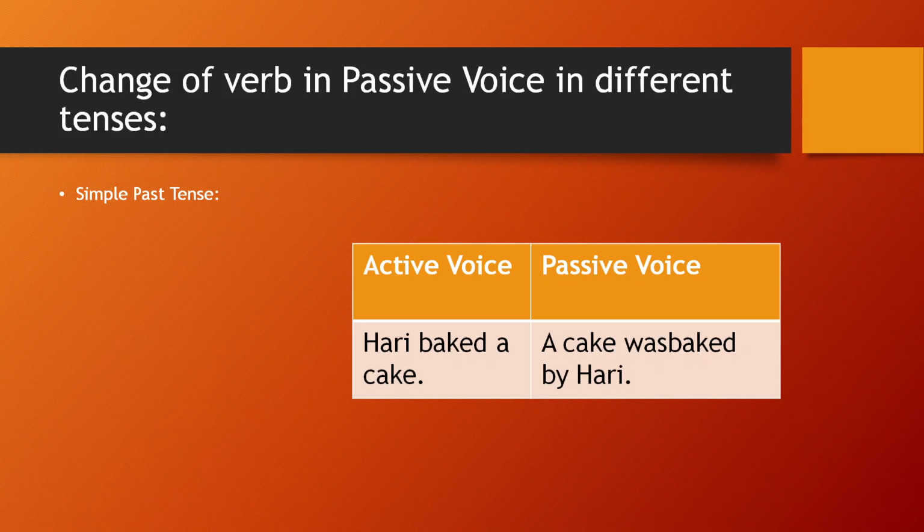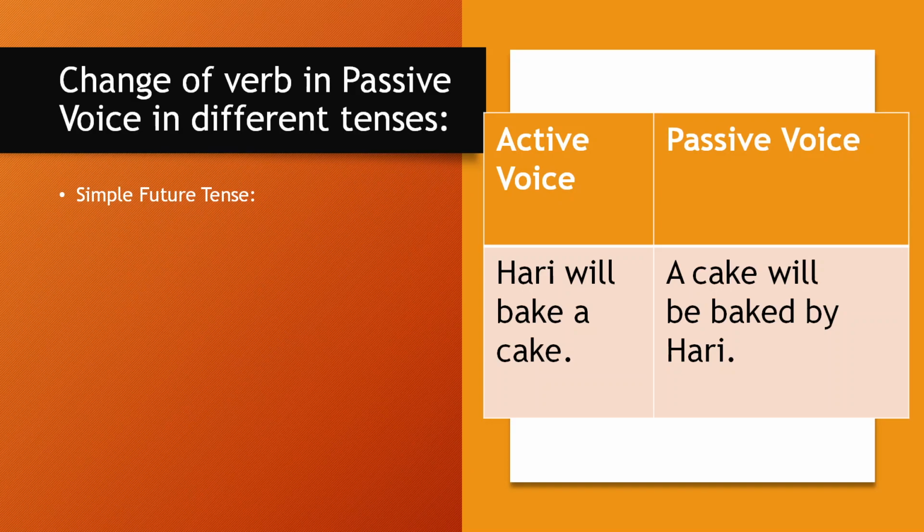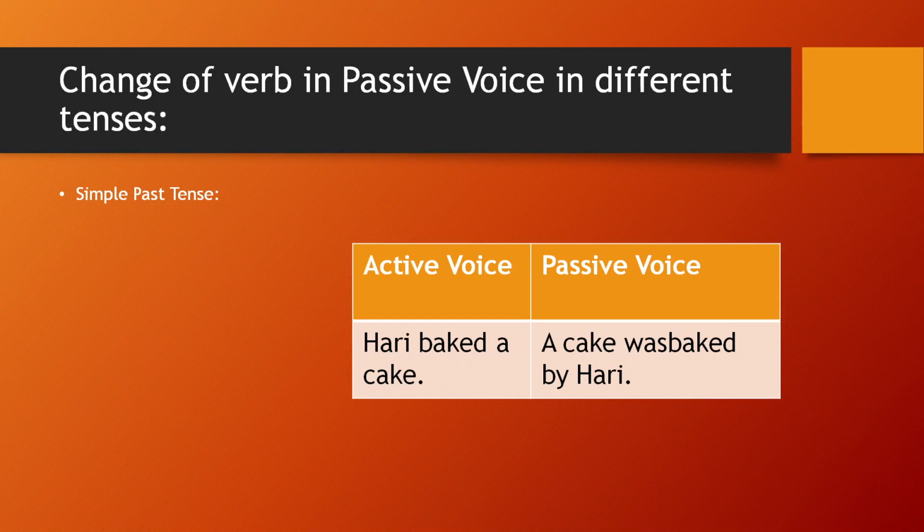Now, let's look at the next tense, simple past tense. Hari baked a cake, passive voice: A cake was baked by Hari. So baked becomes was baked in passive voice, and here we have to keep in mind the number, whether the subject is singular or plural.